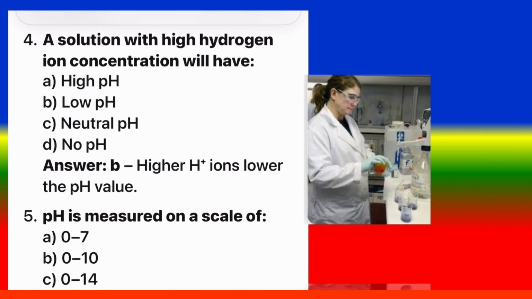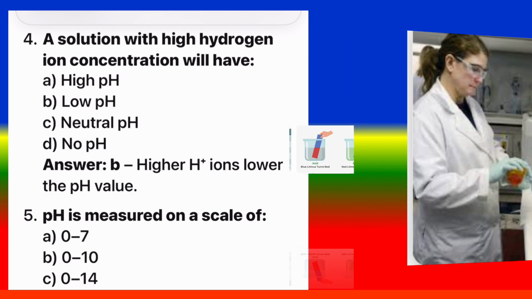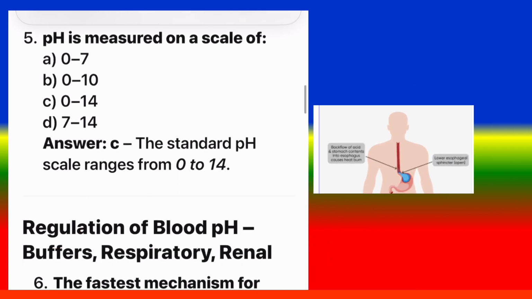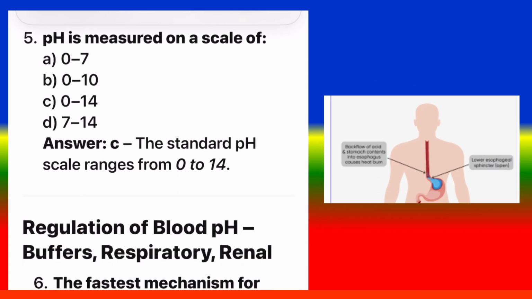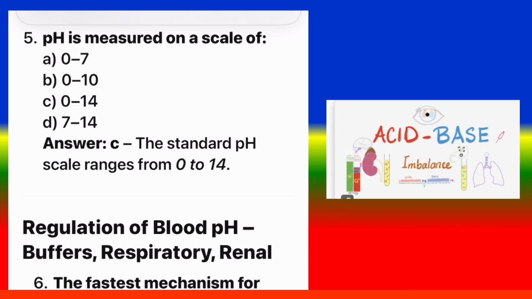4. A solution with high hydrogen ion concentration will have: A. High pH, B. Low pH, C. Neutral pH, D. No pH. Answer B. Higher H+ ions lower the pH value. 5. pH is measured on a scale of: A. 0 to 7, B. 0 to 10, C. 0 to 14, D. 7 to 14. Answer C. The standard pH scale ranges from 0 to 14.